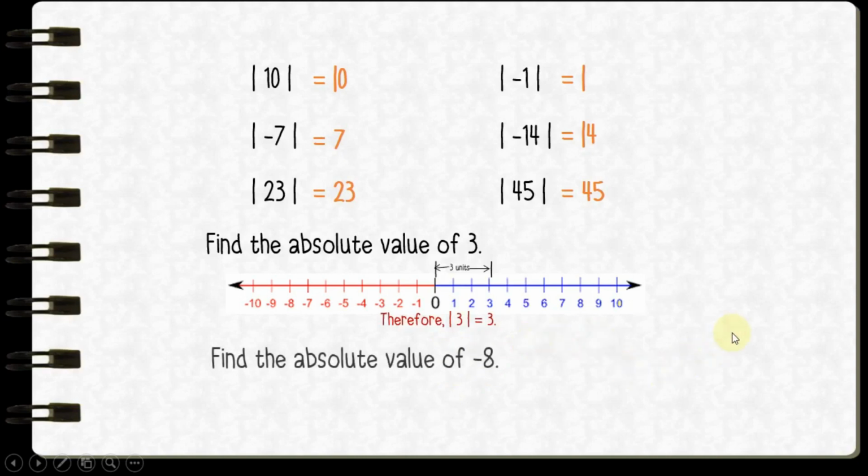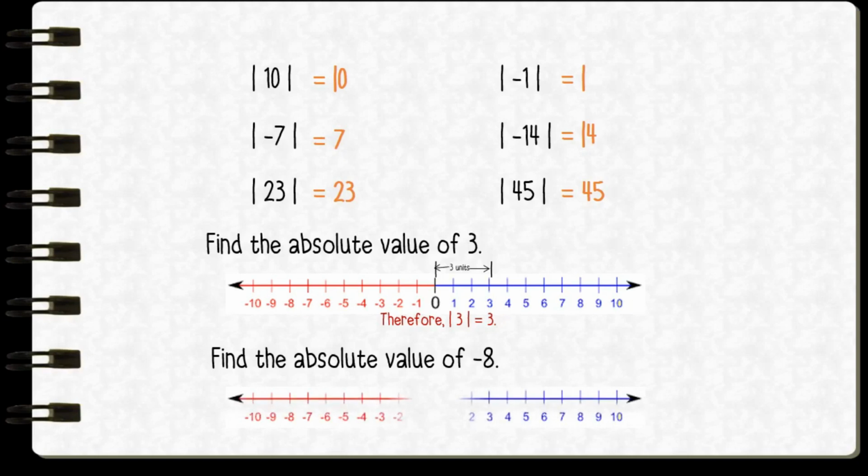Let's have the next one. Find the absolute value of negative 8. Again, let's have a number line. So from 0, and then we have negative 8 here. So we're going to have 8 units. Therefore, the absolute value of negative 8 is equal to 8.